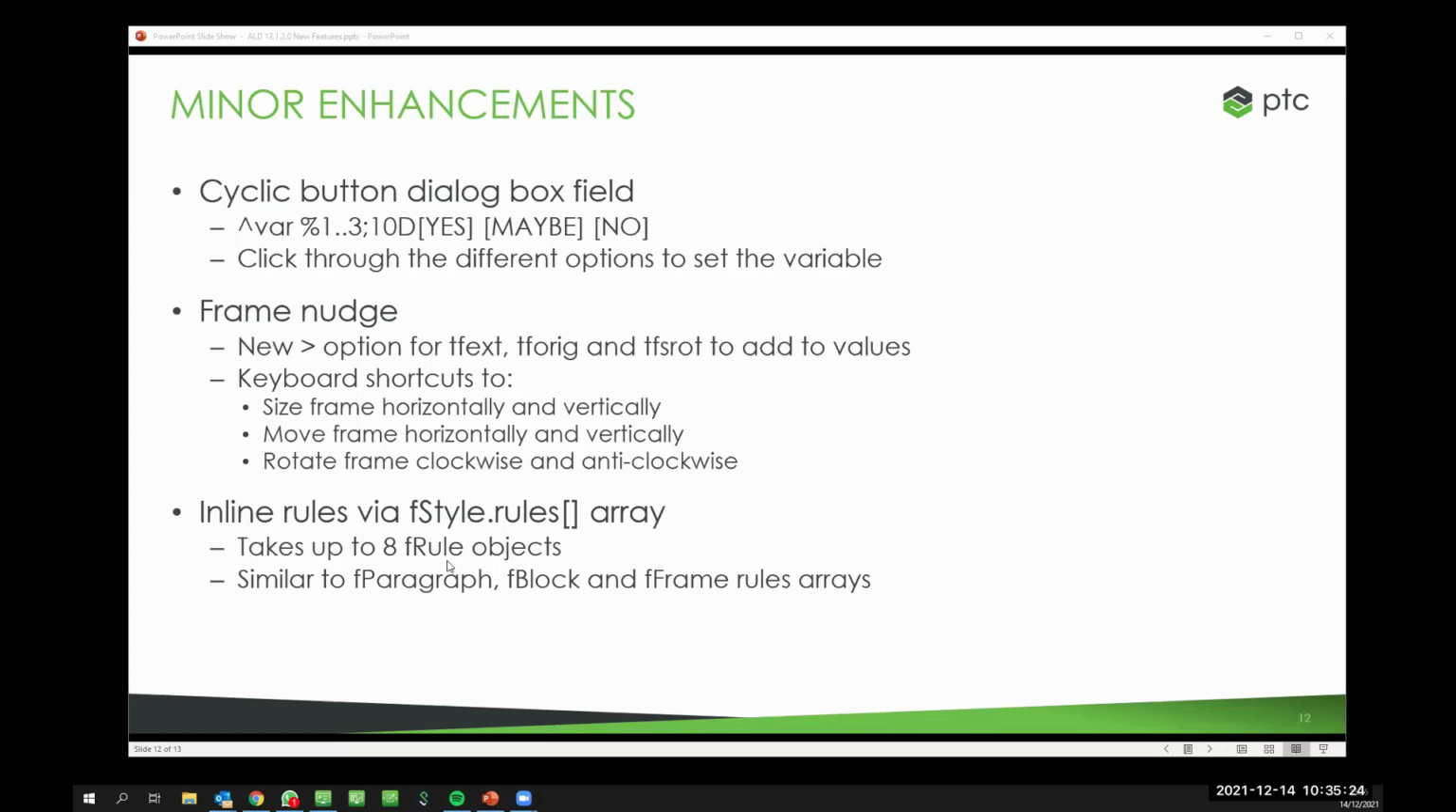We've also added the ability to add rules in line for your style. So if you've got some text that you want to put a box around in line rather than around the block or the paragraph, then you can apply that now using the FStyle.rules array. You can have up to 8 individual rules applied if you want. So it's kind of similar to the FRules arrays that we have on paragraphs, blocks, frames, and tables and other objects. Inline rules, you can have 8 of them. 8 should be plenty. So you can have like nice little rounded corner boxes with dotted lines or background colors and that kind of thing around your text if you want to do that.